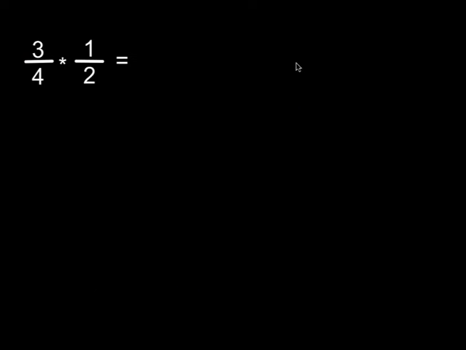So here we have a multiplication problem, 3/4 times 1/2. Multiplication is my very favorite operation because we don't need common denominators. We're just going to multiply straight across. So I see 3 and 1. I'm going to multiply those to get 3. And then 4 times 2 is going to be 8. I can't simplify those, so my answer is just going to be 3/8.